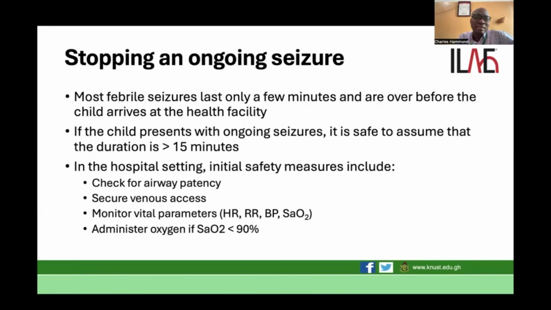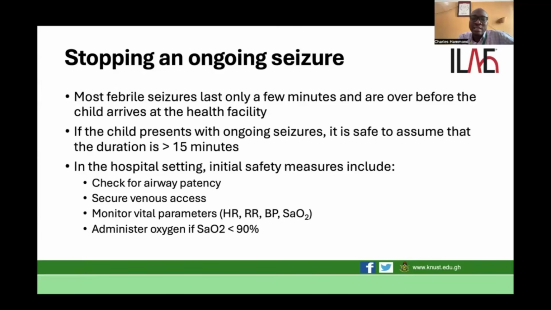Usually at this time, the parental account is not reliable because when your child is having a seizure, even 1 minute will look like 10 minutes to you. And so when they come, they usually think the seizures have been going on for hours. But it is safe to assume that it's been going on for more than 15 minutes when they arrive with ongoing seizures.